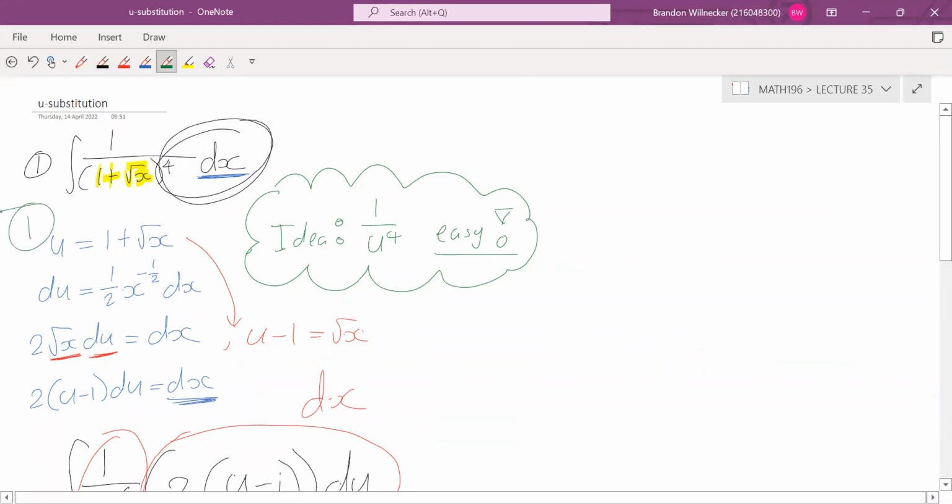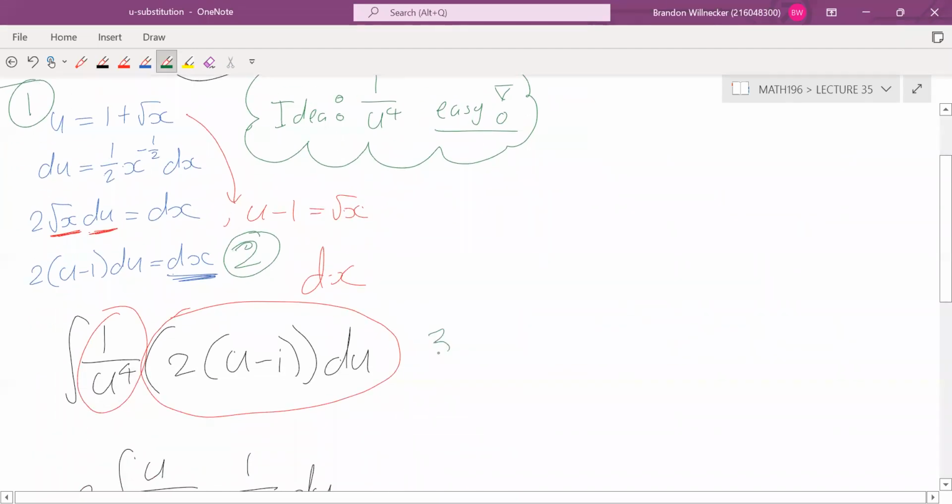Step 1. Then we need to replace the differential. So we have dx, we want du. So we need to do that. There we find out what dx is so that we can make that replacement. Then 3, we replace the function with the function in terms of u. That's this part here. And we need to replace the differential with the differential in terms of u. So that's this part here.